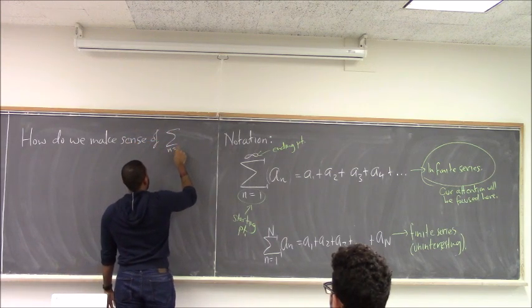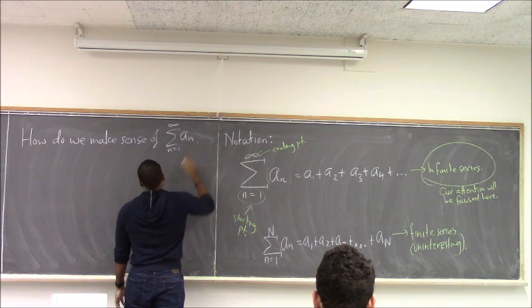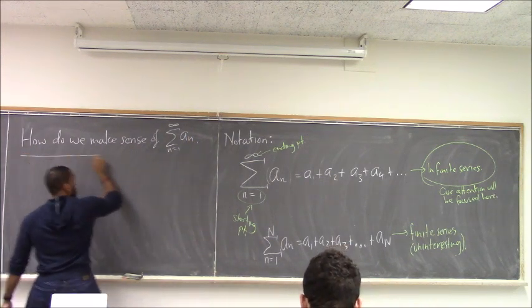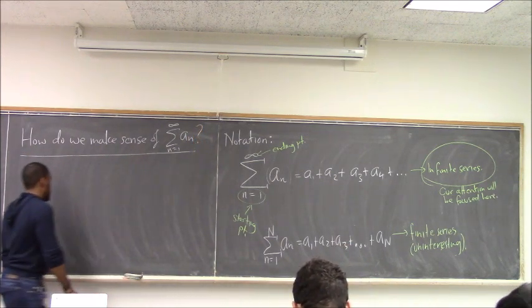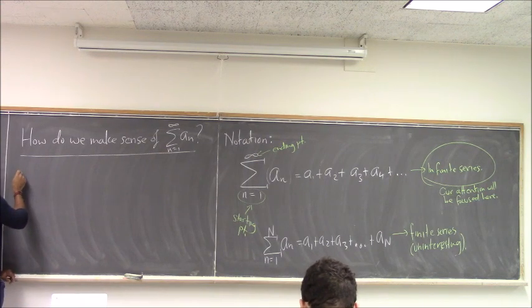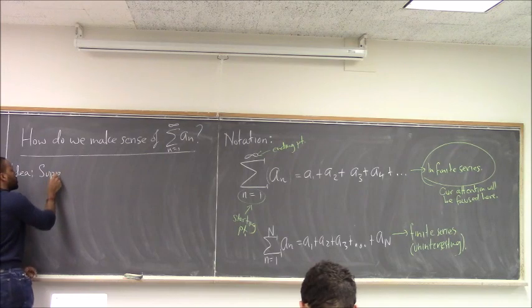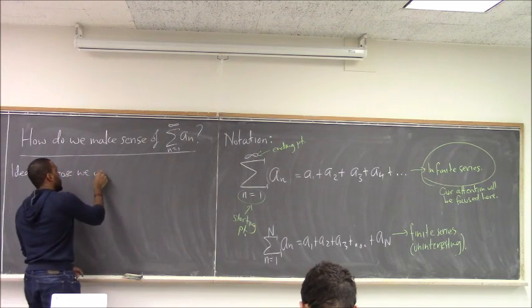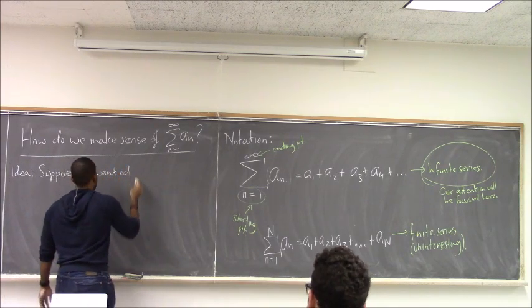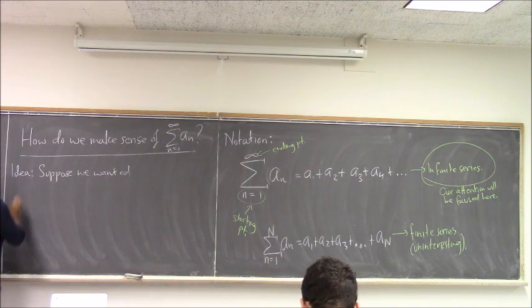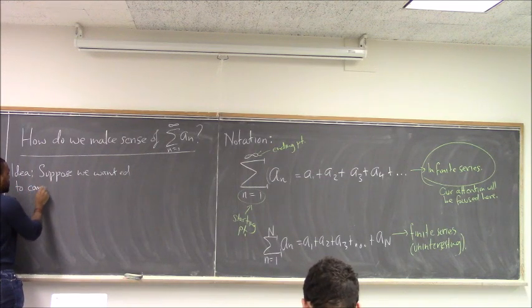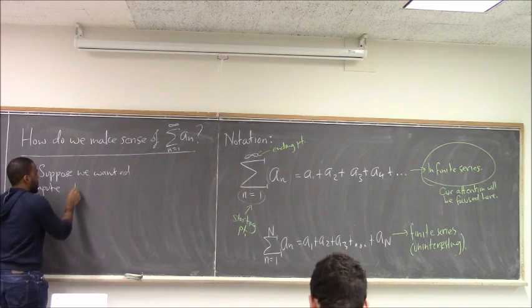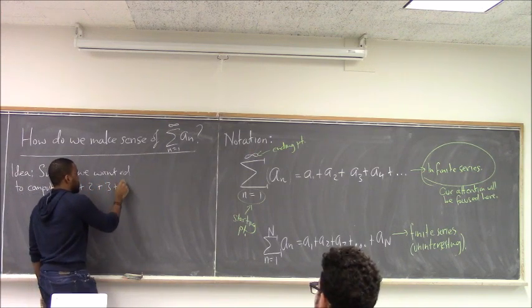How do you make sense of something like this? Right? So, here's the idea. Suppose we wanted to compute a finite sum. What is a way that we can do that? Say 1 plus 2 plus 3 plus 4 plus 5.